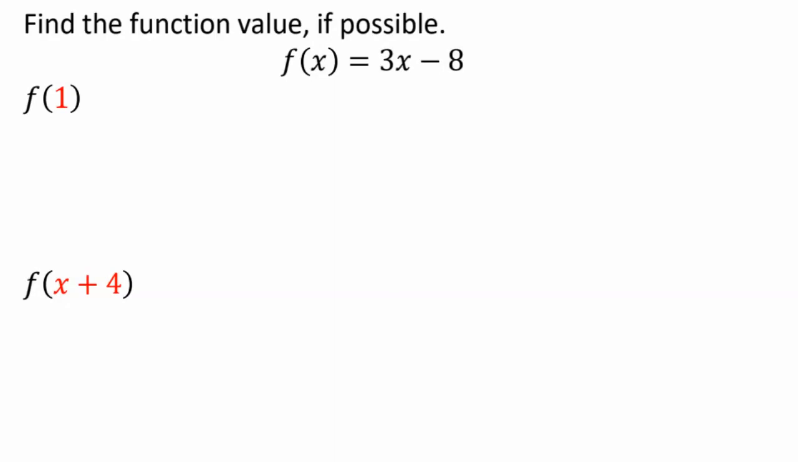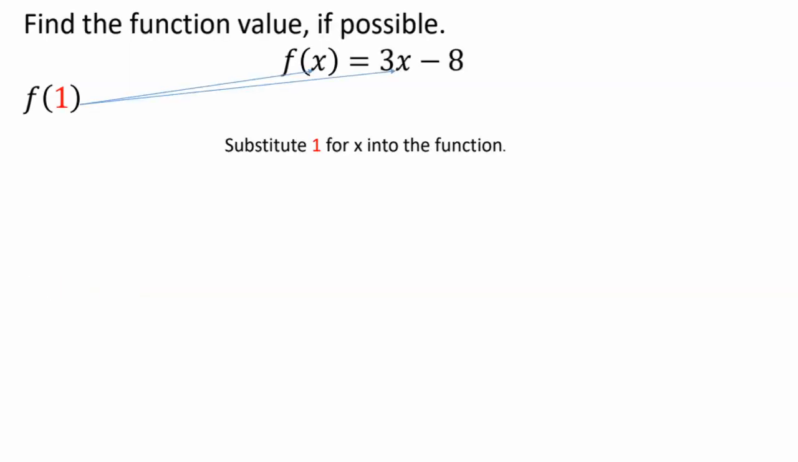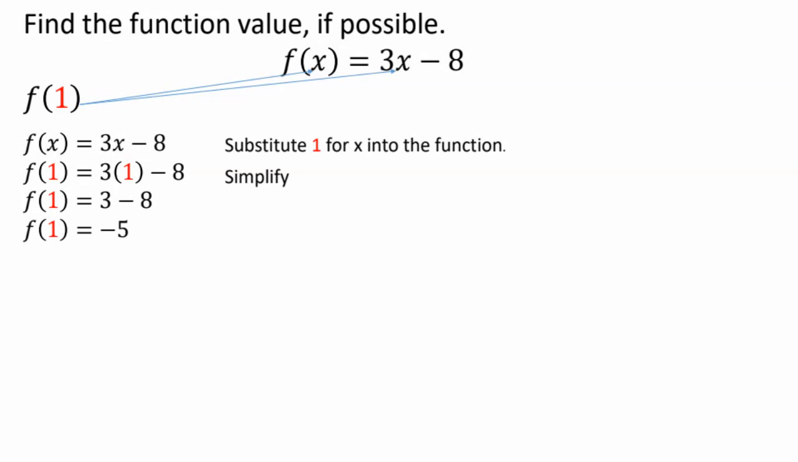Okay, now, here we're going to find the value, the function value if possible. So here, trying to find f of 1 means that we're going to plug in 1 for every x. Okay, so we're going to plug in the f of 1 means we're going to plug in the 1 for the x's. So then we're going to simplify, right? So f of 1 will give us 3 times 1 minus 8. So it's going to give us 3 minus 8, which will give us equals to negative 5. So f of 1 equals to negative 5.